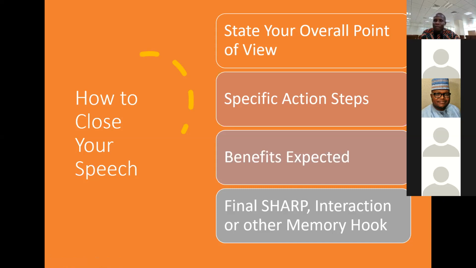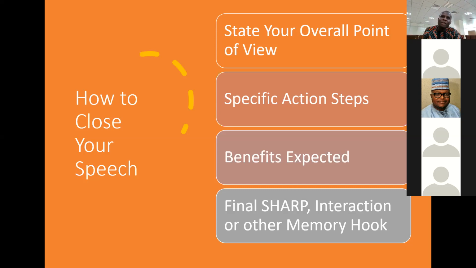You give them the benefit, and then you end with a very strong story, a very strong statistic, a very strong word that will move your audience to action. Because the SHARP is what they will remember. And if it is a quote, a very relevant, strong quote, that's what most times they will remember. And once they remember that story, they will likely remember 70% of the entire speech.